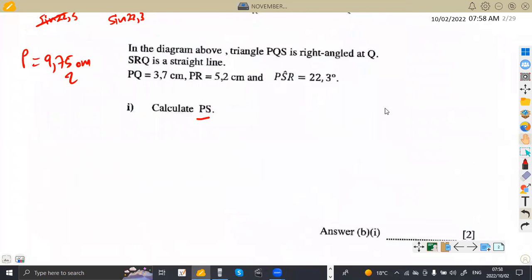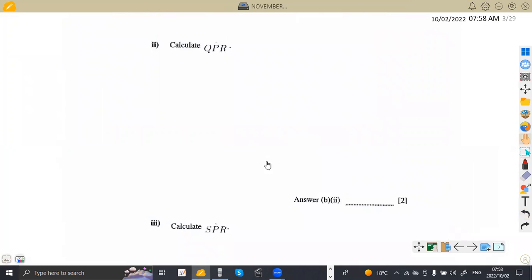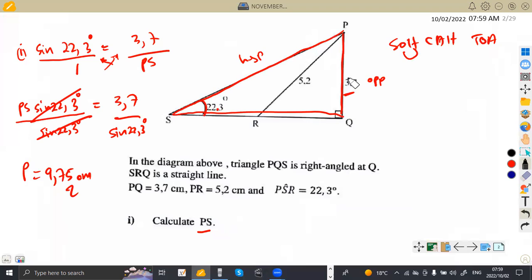So that was the last part of the page. Let us see the other part of the question. What are we now given to calculate? Calculate QPR. It's an angle that we are calculating here. So this is item 2, we want to calculate QPR. Which angle are we talking about here? Q to P to R, this angle here.